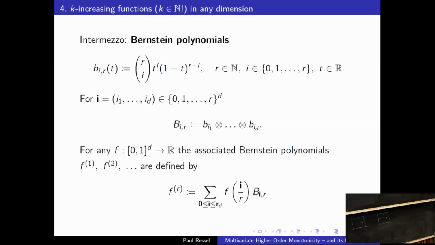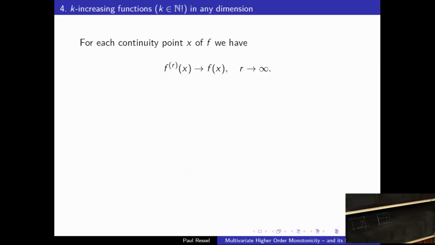This you probably know. What you might not know is that for each continuity point of f we have that the Bernstein polynomials converge. Usually one only uses that they converge uniformly if the function f is continuous. But here I only pick a particular point, and this is very important. And the best proof is via the strong law of large numbers. And this is not only true in one dimension, also in d dimensions.